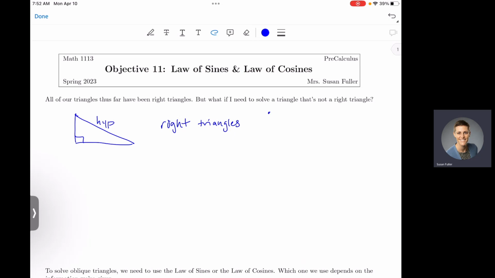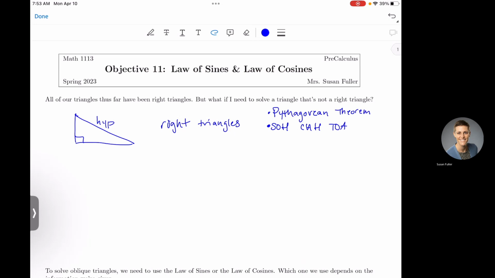Pretty much every triangle that we've had so far has been right. Now, when we have a right triangle, the tools that we have at our disposal are the Pythagorean theorem, a squared plus b squared equals c squared. And again, that c has to be a hypotenuse. The second thing that we have with a right triangle is trig functions, our basic SOHCAHTOA: sine is opposite over hypotenuse, cosine is adjacent over hypotenuse, tangent is opposite over adjacent. You need a right triangle to have our standard trig functions.